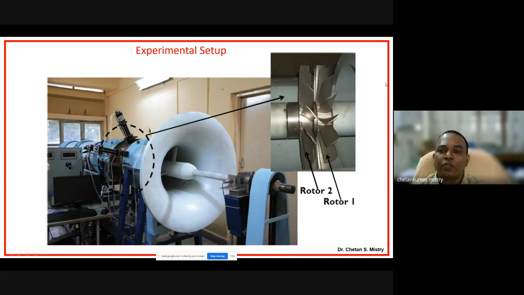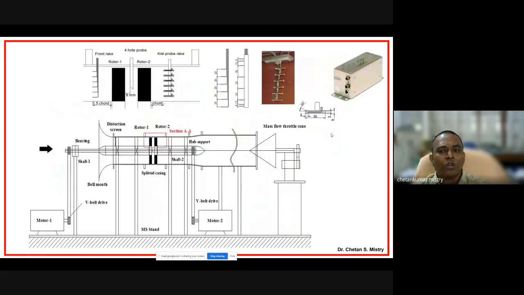What is the effect of the rotational speed of these two rotors? That is the second target. The third target is how my two rotors behave under distorted conditions. The CFD I mentioned was used to develop these two rotors. Now, these are the measuring instruments.